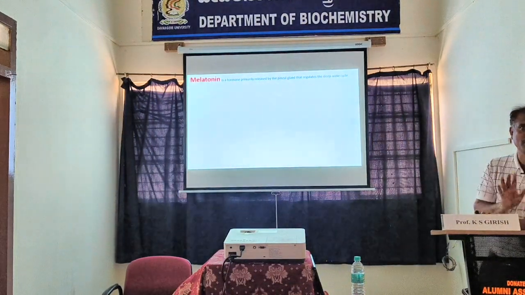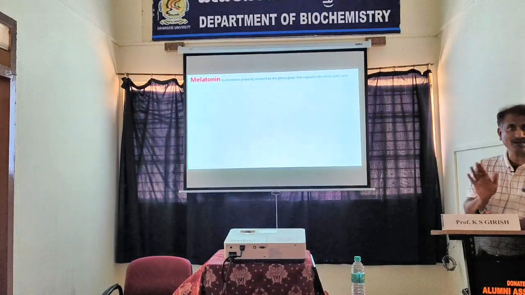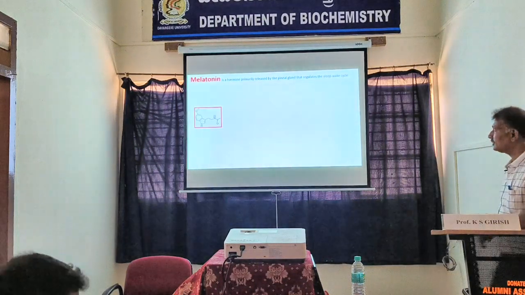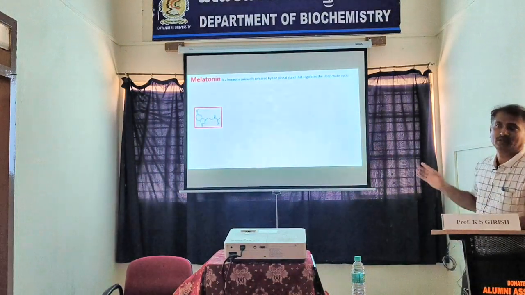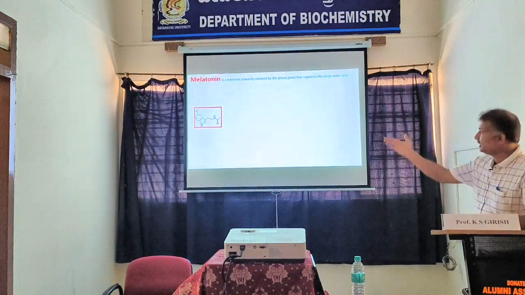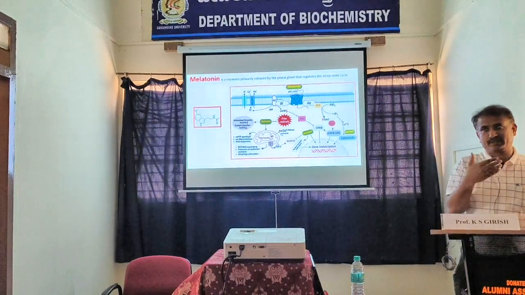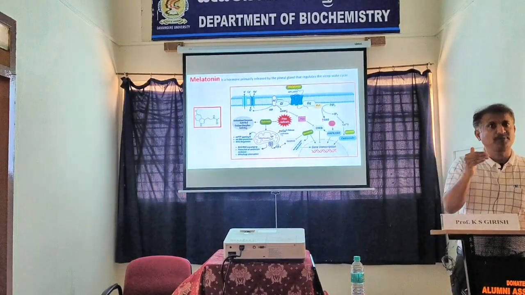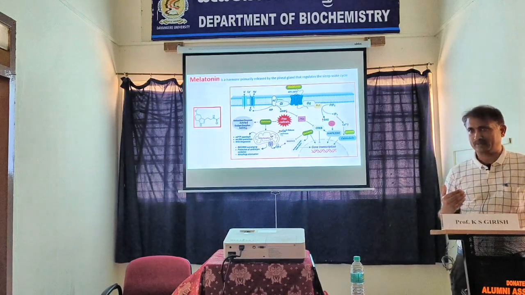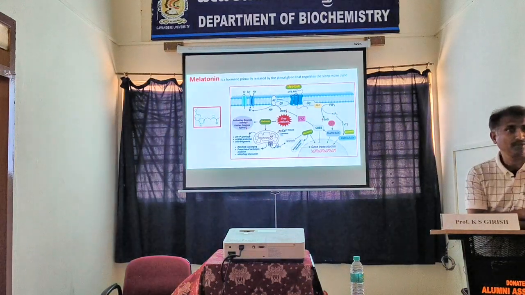Melatonin serves as a redox modulator, or we can call melatonin a conditional antioxidant. We are not calling it simply an antioxidant, but a conditional antioxidant. This is the structure of melatonin. It is a derivative of tryptophan. Melatonin works at 3 levels: at the plasma membrane level, at the cytosol level, and at the nuclear level. At the membrane level, there are 2 receptors, MLT1 and MLT2.